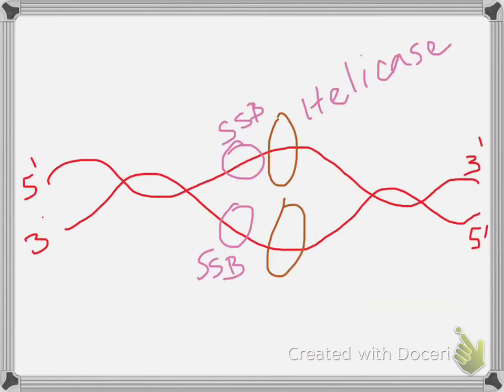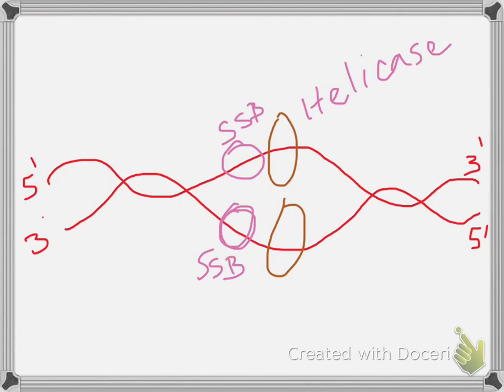Now we have a DNA like this. This is the single strand binding protein SSB, and this is the helicase. When the helicase moves, it breaks down the hydrogen bonds between the strands and unwinds the DNA. At the same time, the SSB binds at each strand to prevent the rejoining of these strands.